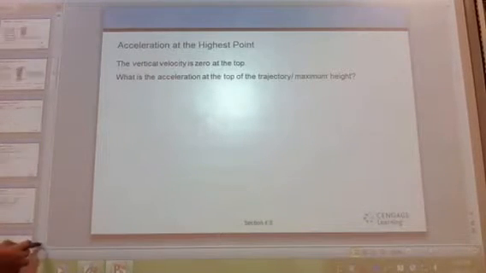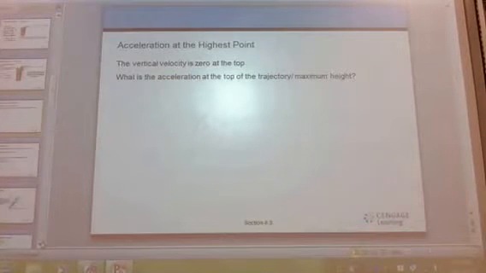Okay, again, I think we talked about this, but let's just reiterate. Acceleration at the highest point. The vertical velocity, the y component of velocity, is 0 at the top, because it has to stop and change direction, because gravity is accelerating it in the downward direction. What is the acceleration at the top of the trajectory, or maximum height? We said before, that is 9.8, because acceleration doesn't just turn off all of a sudden when my velocity becomes 0.